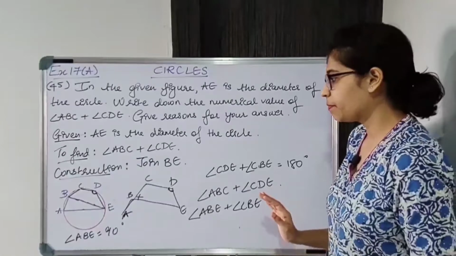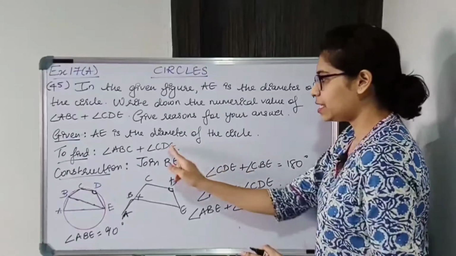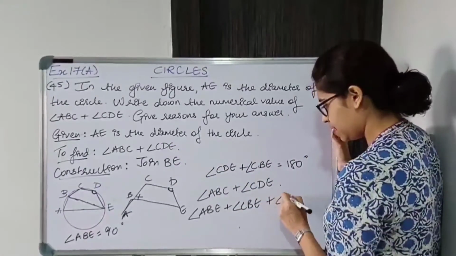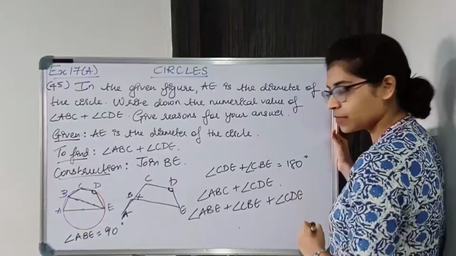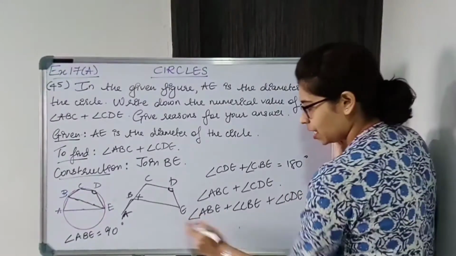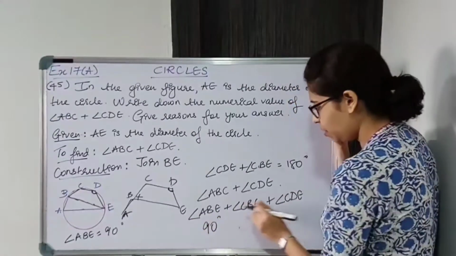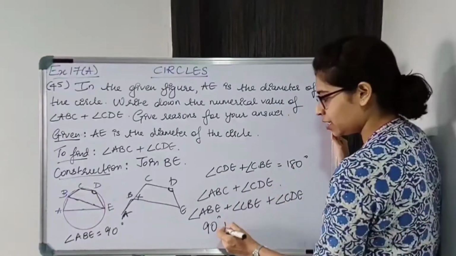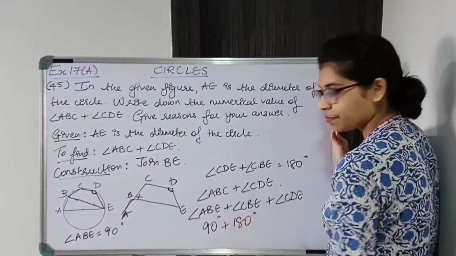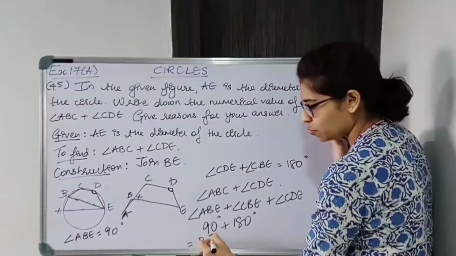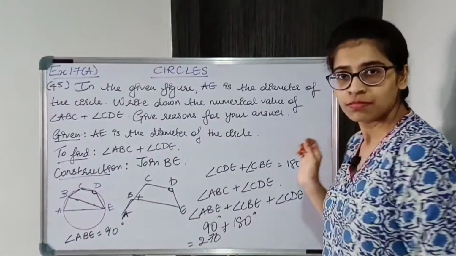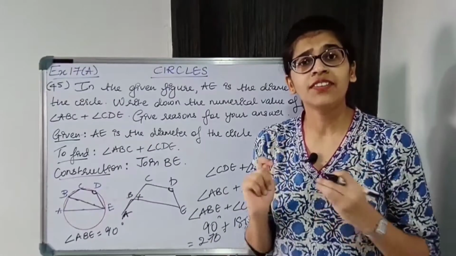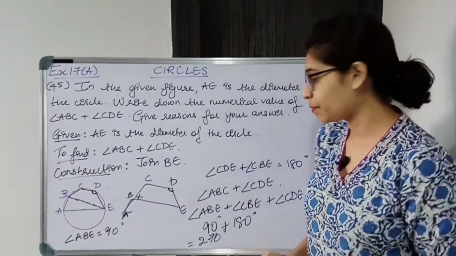Okay. Now ये हो गया CDE. CDE as it is रखते हैं. Okay. ABE I know is 90 degrees. CBE plus CDE is 180 degrees. So this is 270 degrees. Students, it's very easy.